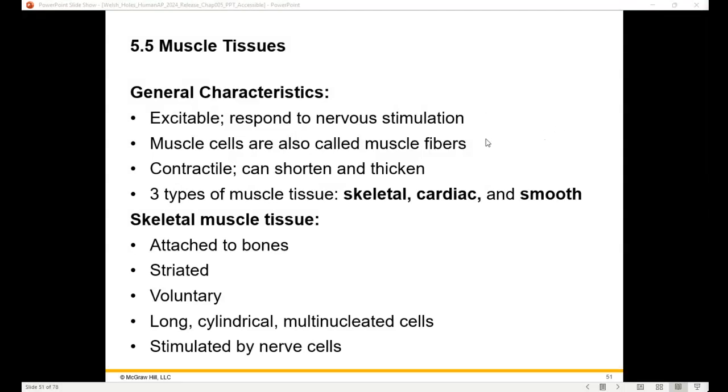Okay, next, muscle tissue. Muscle tissue is excitable. That means it responds to nervous stimulation. And muscle cells are also called muscle fibers. They're contractile, so they can shorten and thicken. And there are three types of muscle tissue: skeletal, cardiac, and smooth. Skeletal muscle tissue is attached to bone. It's striated, it's voluntary, and we generally have long cylindrical multinucleated cells, and they can be stimulated by nerve cells.